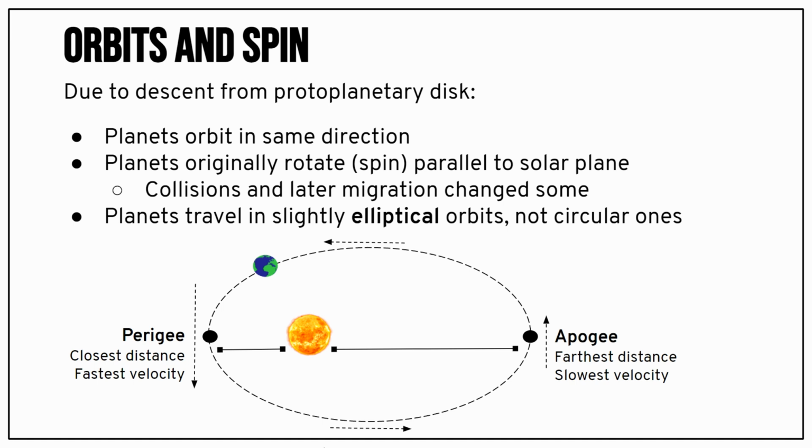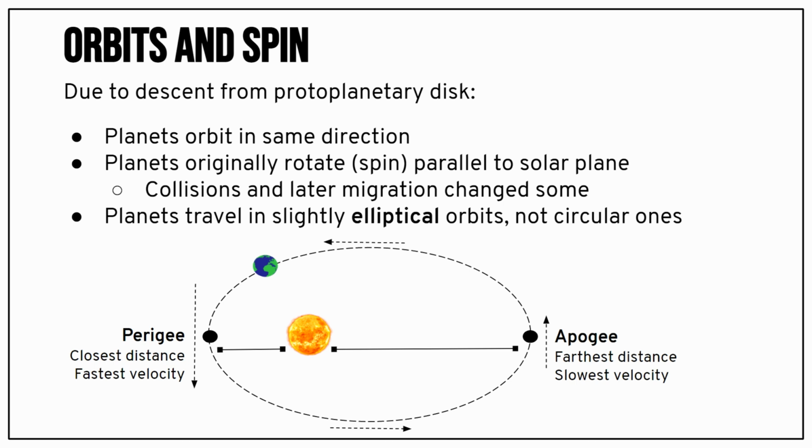Orbits and spin. This is also a test question. There is an image similar to this that is on the test. It is actually the image from your homework assignment. Very similar to it. It's going to give you the Earth in 4 points of the orbit, and you're going to tell me which point is the fastest.